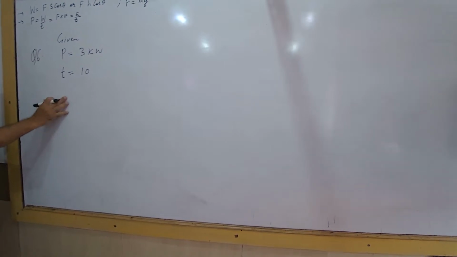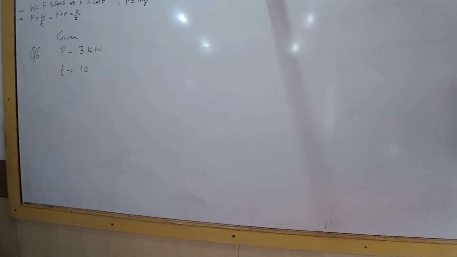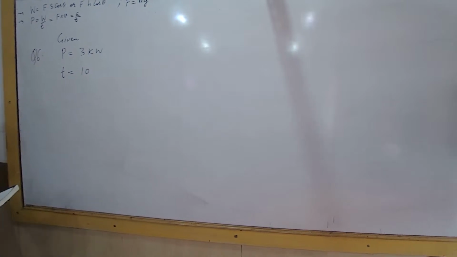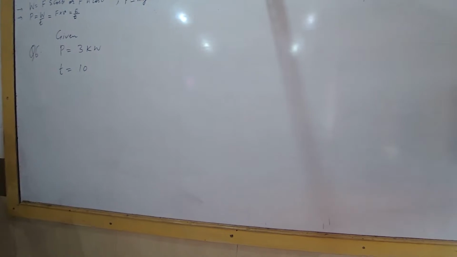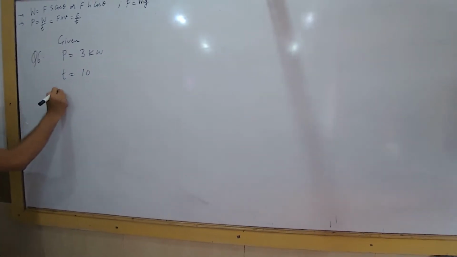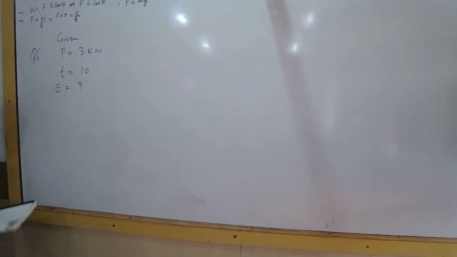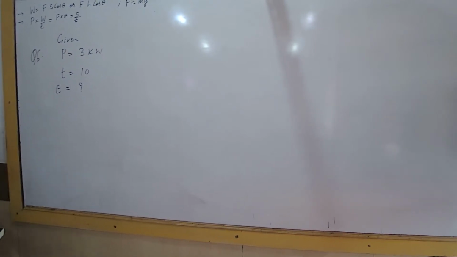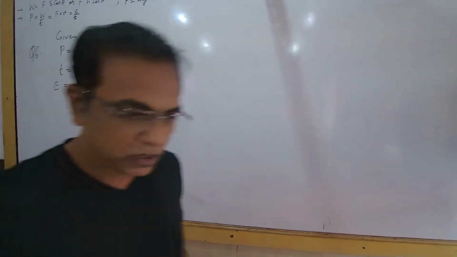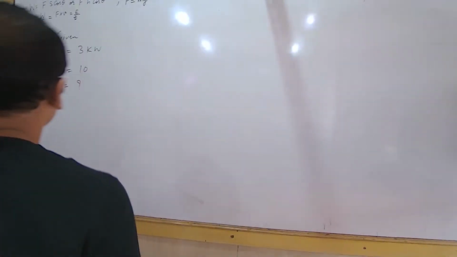Don't discuss amongst yourself. Now P is equal to 3 kilowatt. P is this. What we have to find out? How much energy does it consume? Kilowatt hour. So E is equal to what? That is first you have to find out. Express your answer in kilowatt hour and joule. So you have to find out the energy consumed in kilowatt hour and joule. Solution.